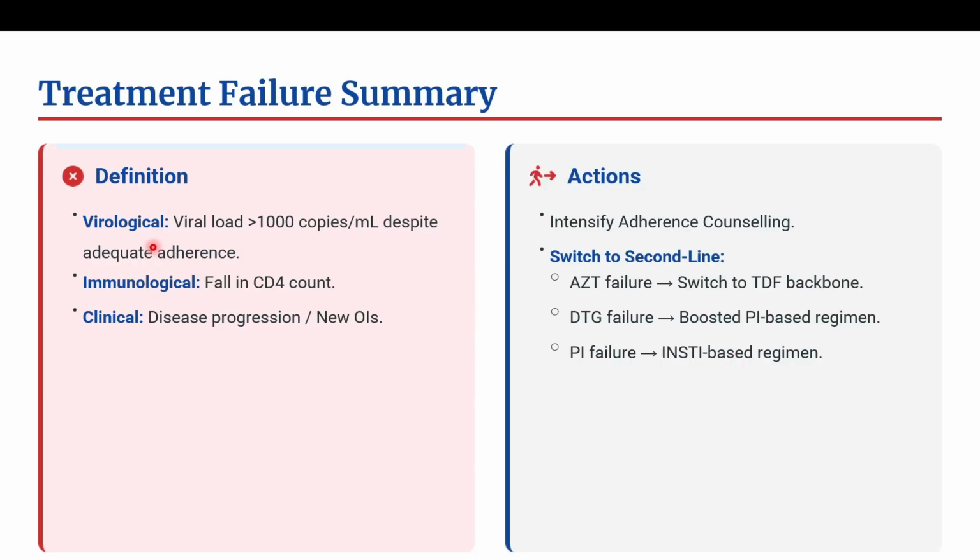The treatment failure summary: a viral load of more than 1000 copies per ml despite adequate adherence to drugs is called treatment failure. Immunologically, a falling CD4 count is treatment failure. Clinically, disease progression or a new opportunistic infection is also treatment failure. The action: intensify adherence counseling and switch to a second line. Atazanavir failure, switch to a tenofovir backbone. Dolutegravir failure, look for a boosted protease inhibitor based regimen. If the protease inhibitor itself fails, then an INSTI based regimen is preferred.